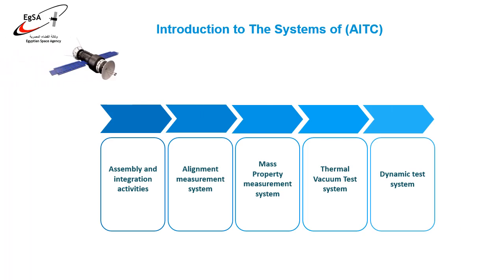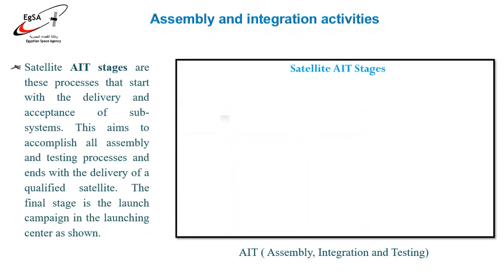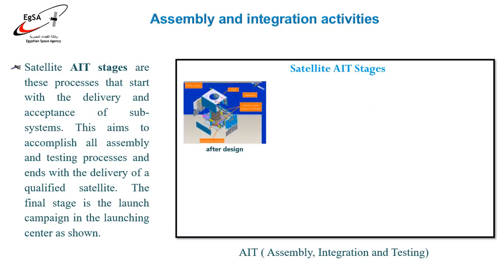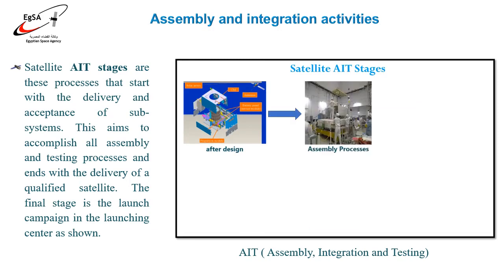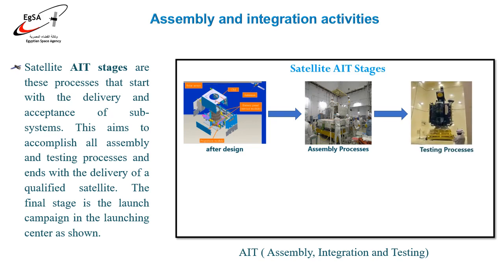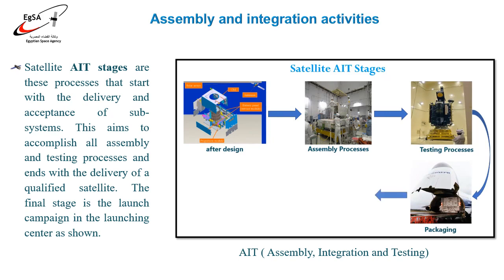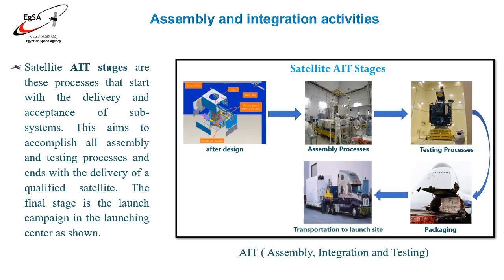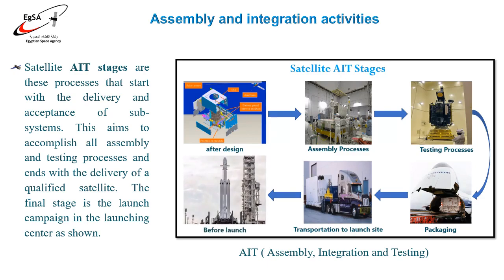First, we start with an introduction to assembly and integration activities. Satellite AIT stages are these processes that start with the delivery and acceptance of subsystems. This aims to accomplish all assembly and testing processes and ends with the delivery of a qualified satellite. The final stage is the launch campaign in the launching center as shown.